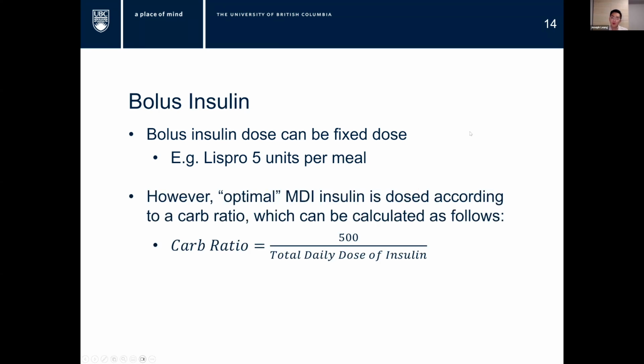However, perhaps a more precise way of dosing this MDI insulin is to use what we call a carb ratio. The carb ratio can be calculated by this equation: carb ratio equals 500 over the total daily dose of insulin. And so that's where knowing that total daily dose of insulin can become really, really important.